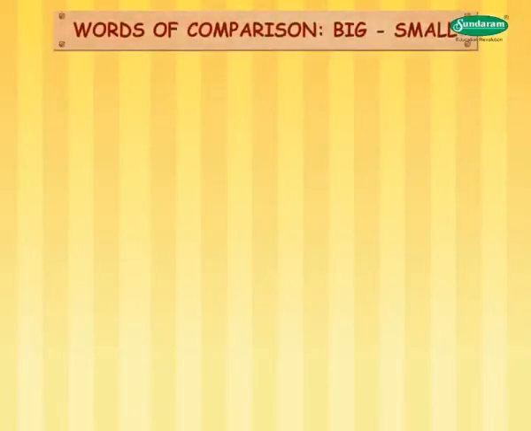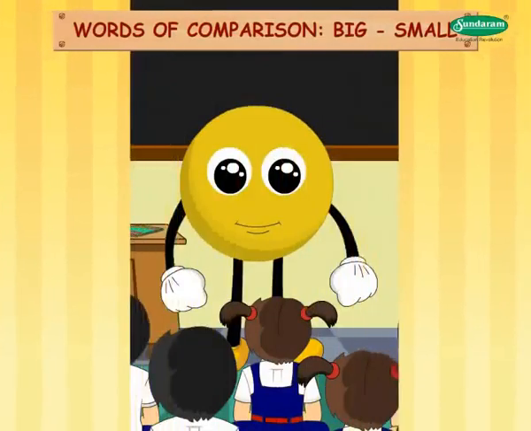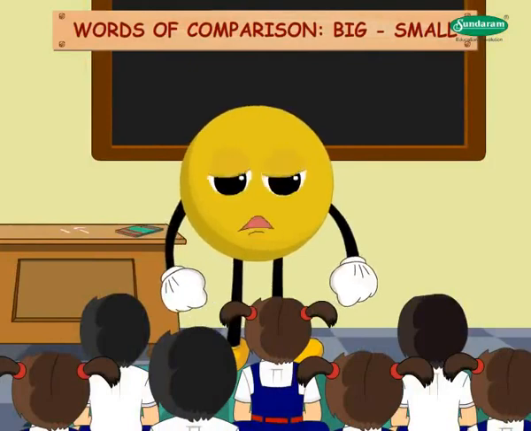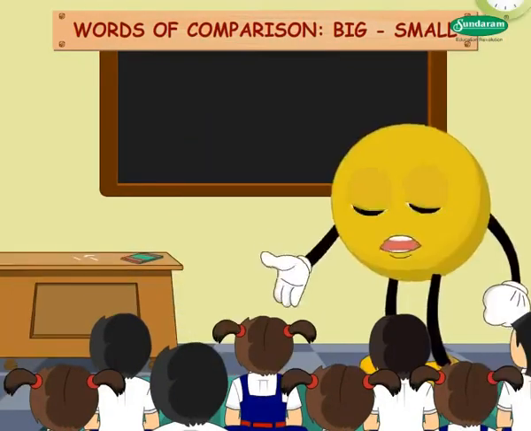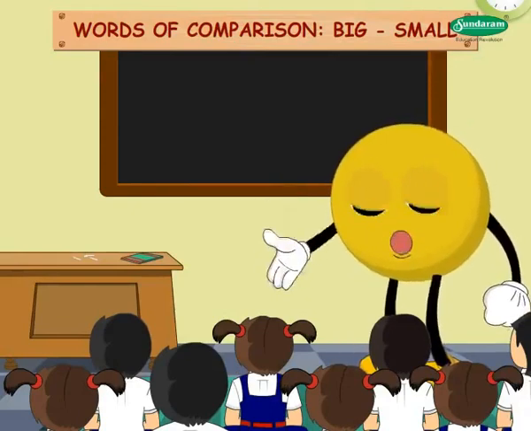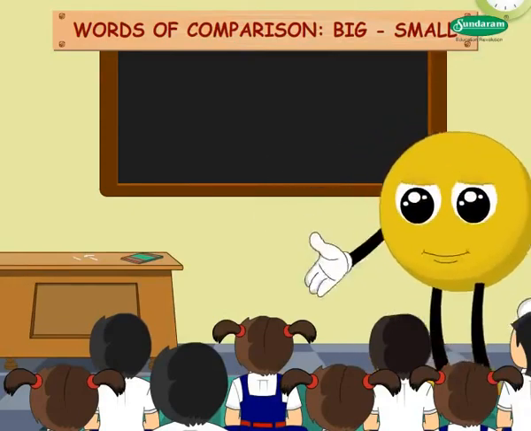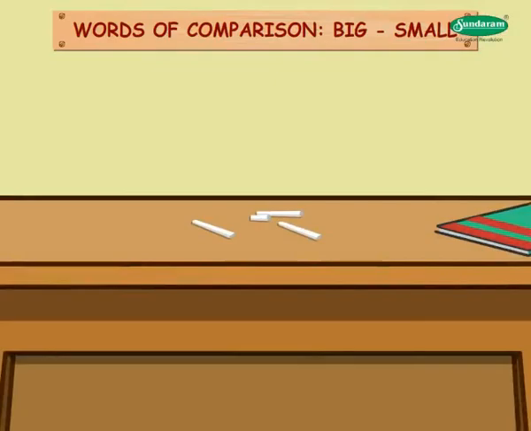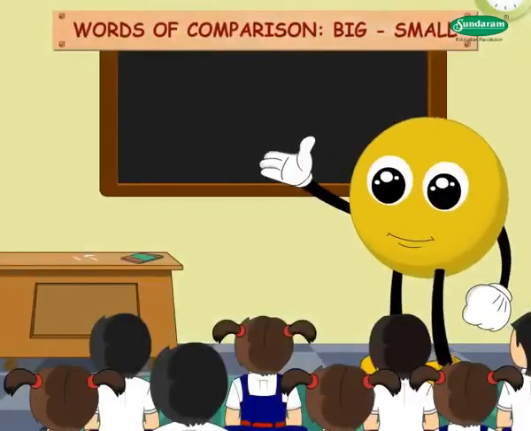Part 1. Words of comparison. Small, big. Children, today we are going to learn small and big. Now look, the blackboard is big. The chalk is small. Big, small.